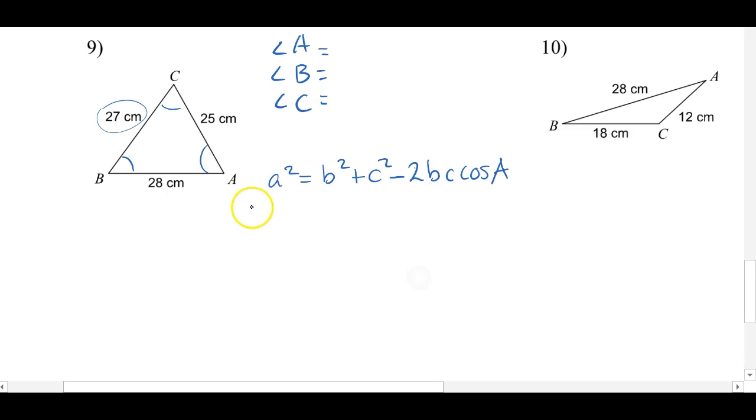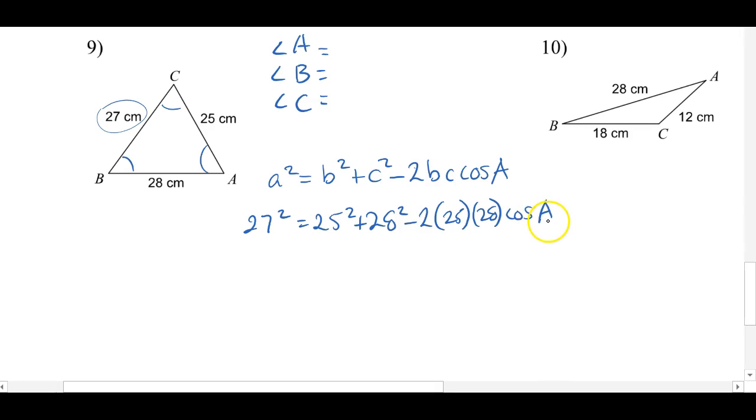So let's go ahead and plug it in. Now 27 squared equals B squared, 25 squared, plus C squared, which is 28 squared, minus 2 times B, which is 25, times C, which is 28, times cosine of angle A, which we do not know. Okay, so now this is where we go ahead and solve it all. We have to solve for A, so we need to isolate A. Let's start simplifying.